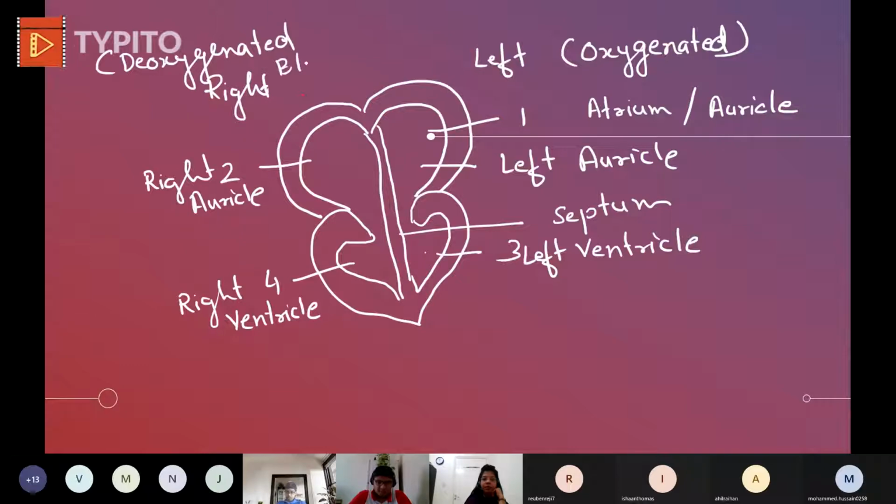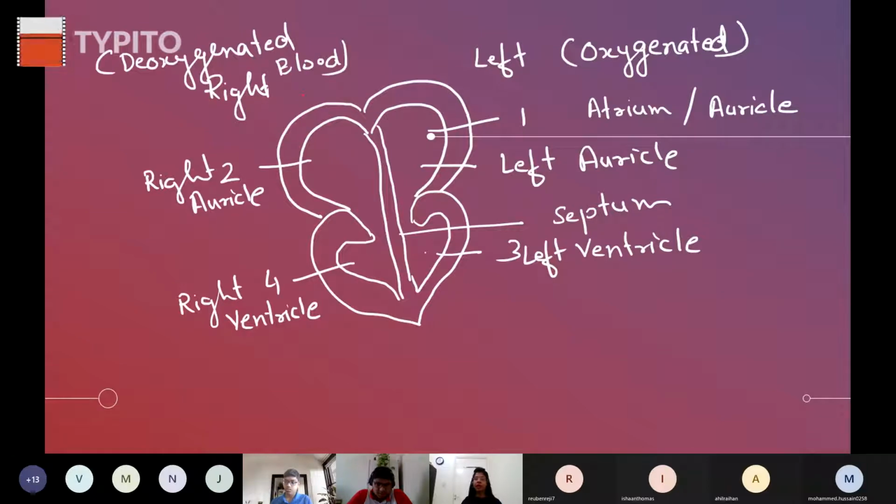Deoxygenated blood means what kind of blood? Blood having a lot of carbon dioxide. Okay, so definitely the right side of the heart has deoxygenated blood. It means it is coming from the whole body. So from all body parts, carbon dioxide has been produced in the process of cellular respiration. That carbon dioxide is collected and poured into the right side of the heart.